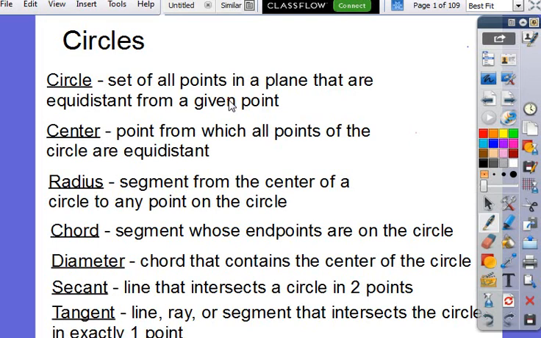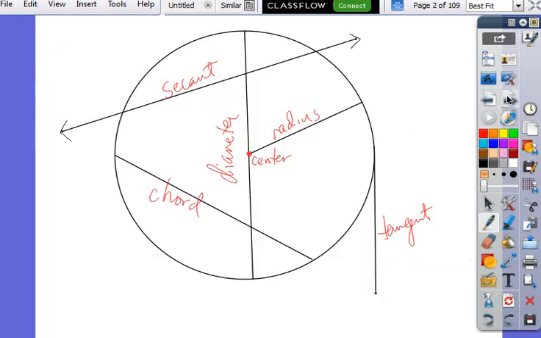A chord touches the circle in two places. A diameter is a chord, but it goes through the center. A secant is a line that hits it twice, and a tangent is a line, ray, or segment that intersects it in exactly one point. Here are your diagrams of what it looks like. Radius is here. Diameter goes all the way through the center. Chord just hits the circle twice. Secant is a line that hits it twice, goes through it, and tangent hits it once.